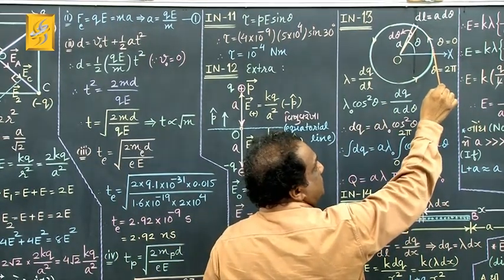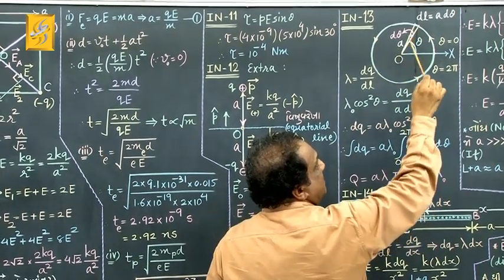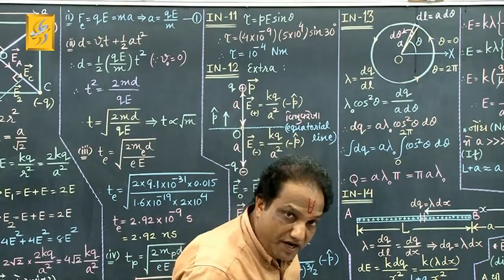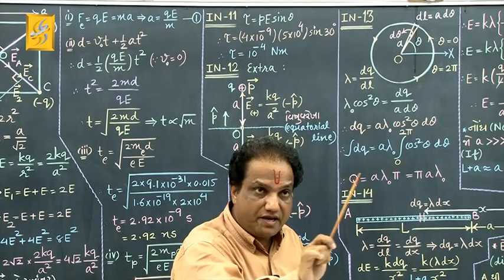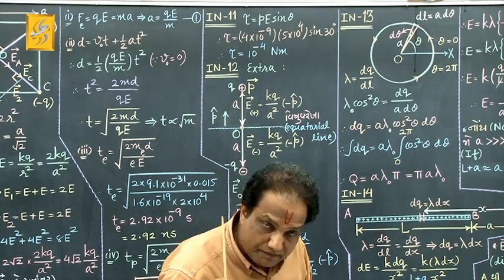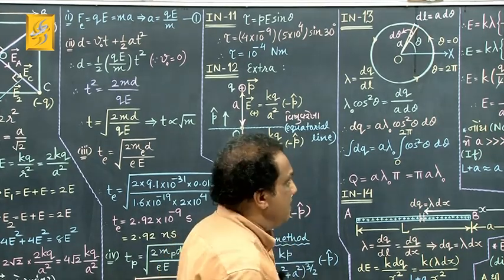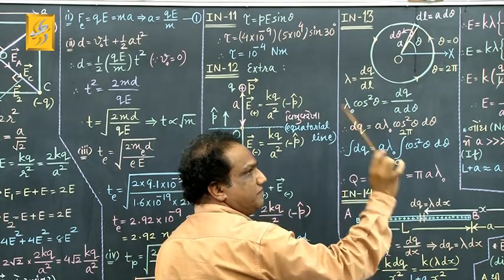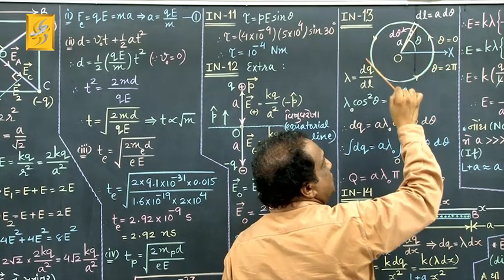We are given a linear charge distribution over a circle of radius a, and now we are asked to find the total quantity of electric charge contained in that linear charge distribution. The linear charge density in that distribution is given by the formula lambda equals lambda 0 cos square theta. Let us find the total charge contained in this linear distribution.